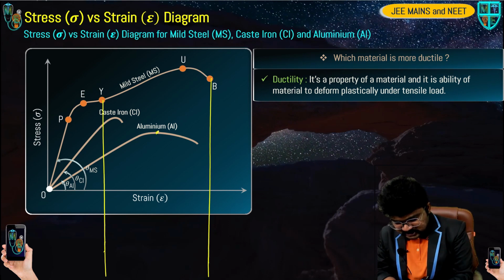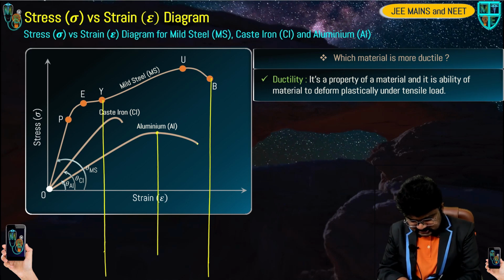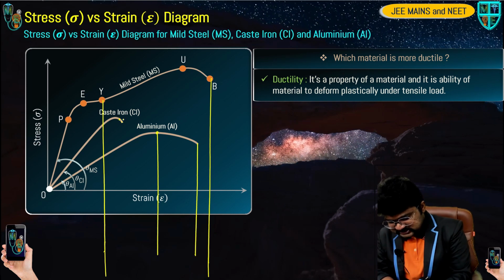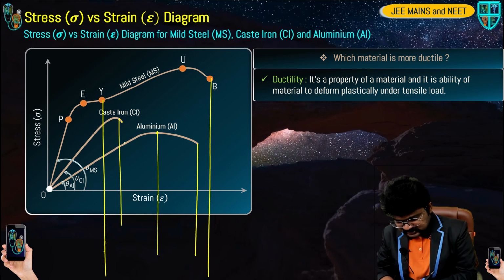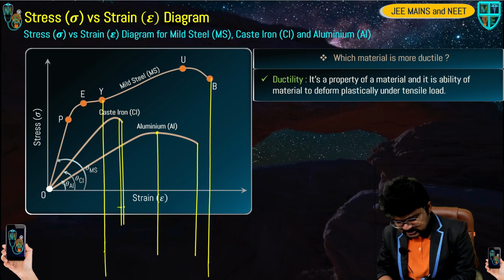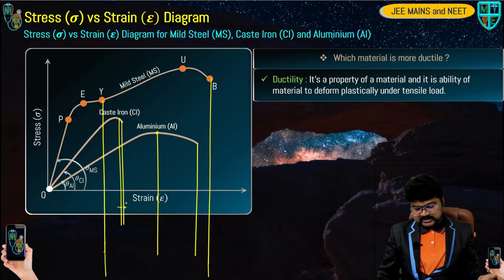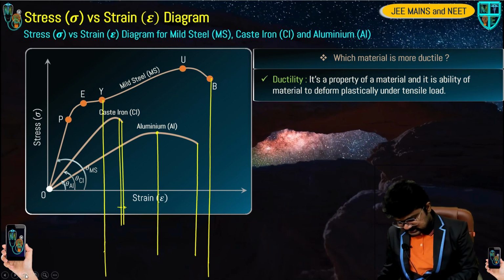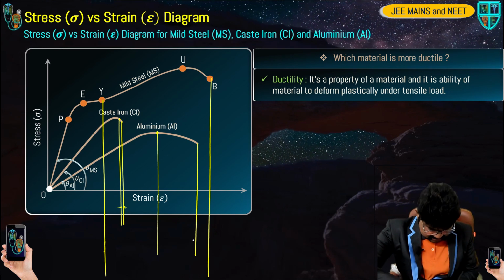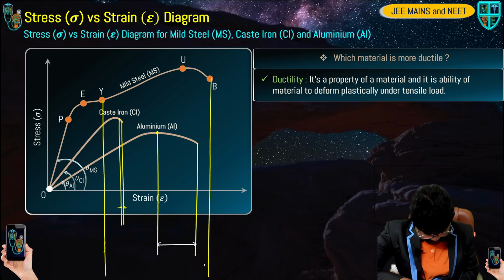Here it may be the yield point. Yielding is here, and from here to here is the deformation in the plastic region. It is very less. So it's a brittle fracture, a brittle material. Plastic deformation is very less. From here to here, I can say is the plastic deformation in aluminum.